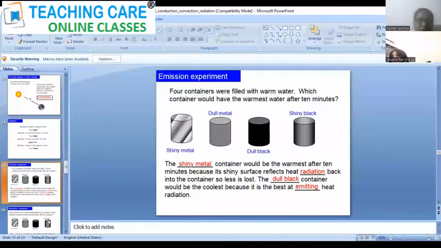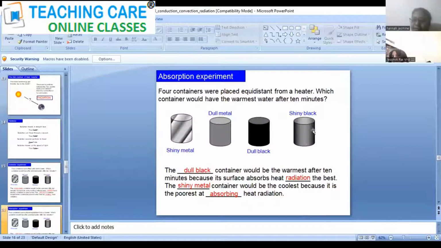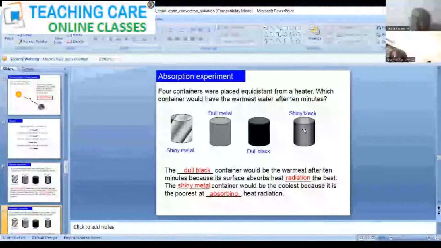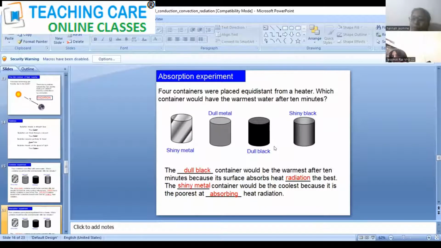The next one you will understand from absorption. Again, the four metals are kept near a heater at equal distance. Which one will be warmer after 10 minutes? Ma'am, I think dull black. Why dull black? Because it absorbs heat radiation.